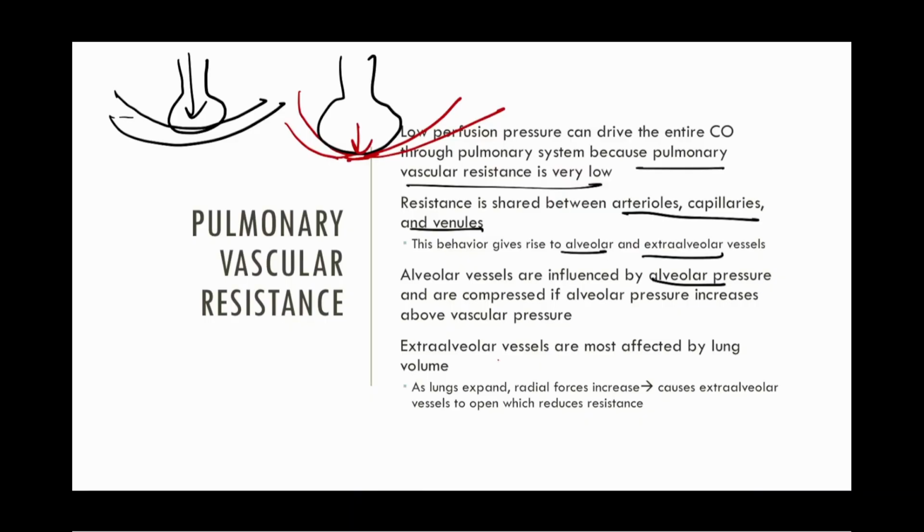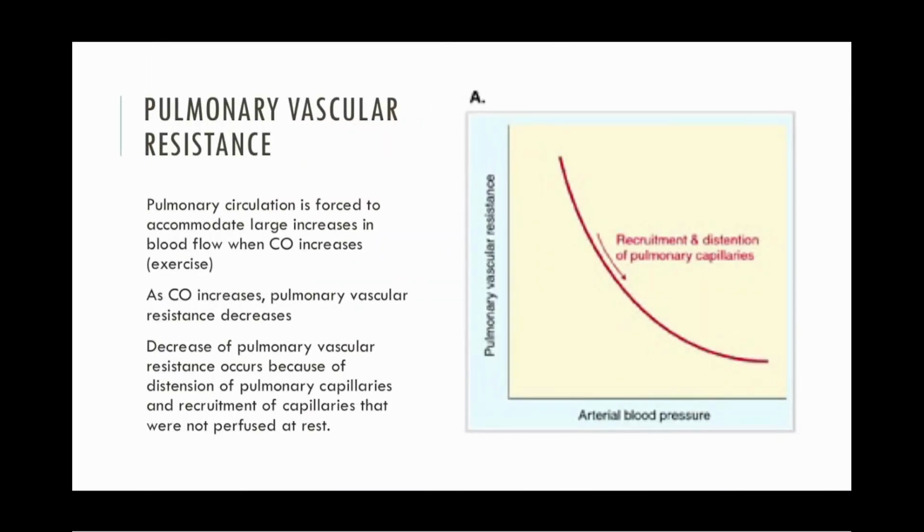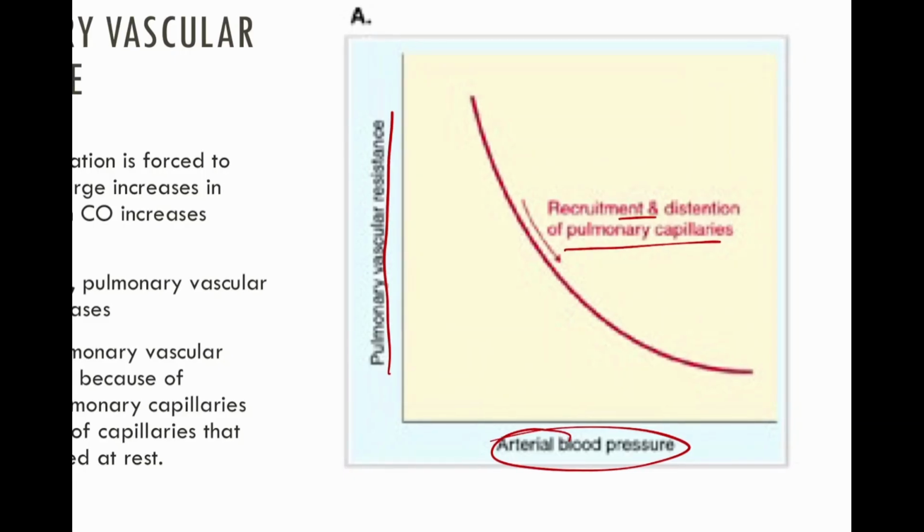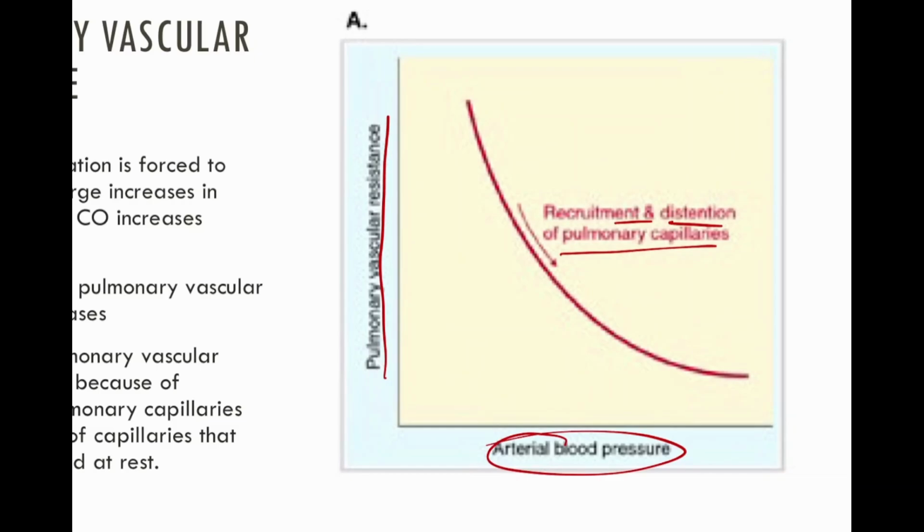The extra-alveolar vessels are affected by lung volumes. Similar thing, alveolar gets big, those capillaries get stretched. So this is a graph looking at pulmonary vascular resistance on the Y and your arterial blood pressure on the x-axis. The recruitment and distension of pulmonary capillaries allows the pressure to drop over time. We recruit more capillaries. All these capillaries pop open.